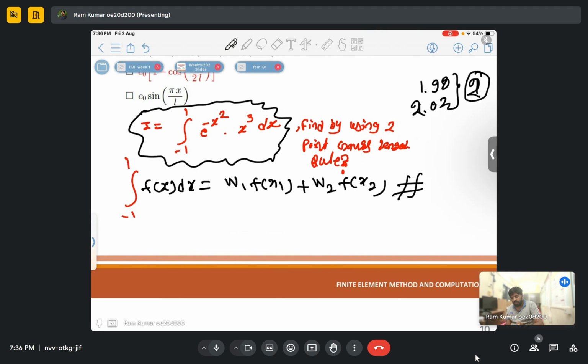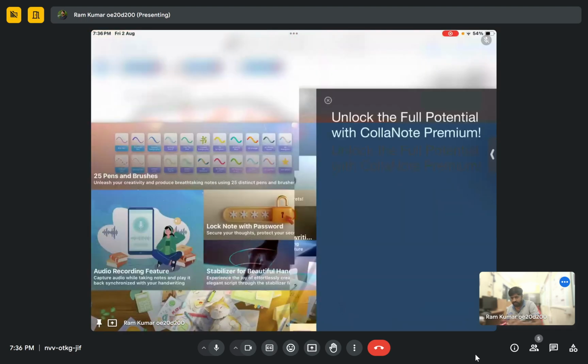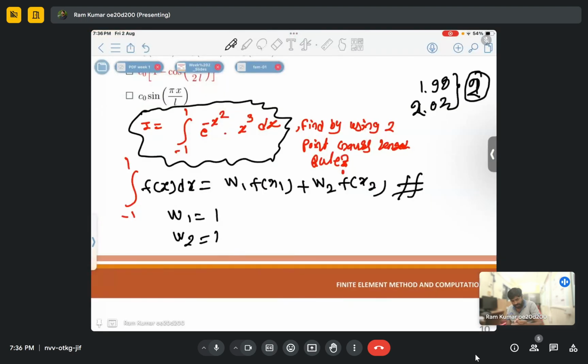Now by using the 2-point rule, we know that W1 equals 1, W2 equals 1 as well. Then x1 equals -1 by root 3 and x2 equals 1 by root 3. So now we are going to put these 4 values in this equation, and we are going to see what the value of this integration is.